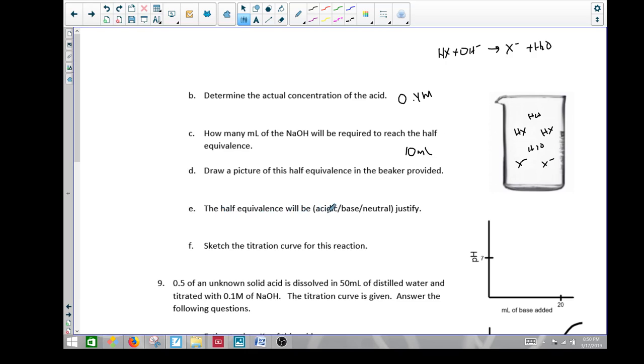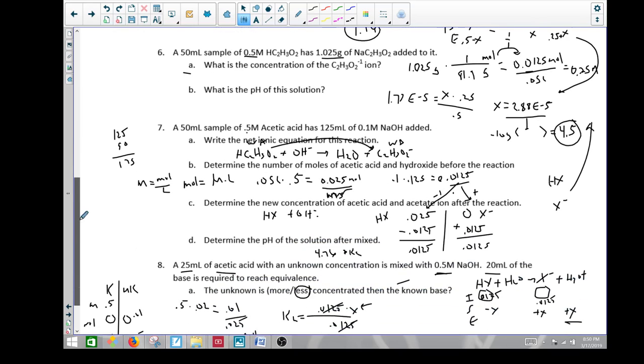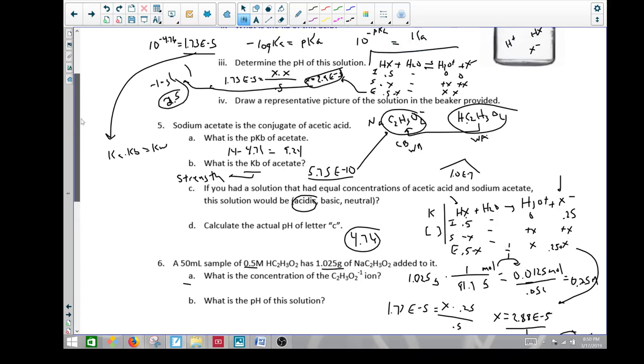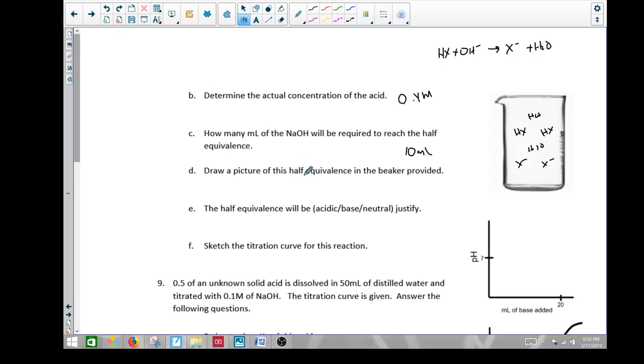Will the half equivalence point be acidic, basic, or neutral? I'm going to check to make sure I have the right acid to begin with. It is acetic acid. Now we know about the acetic acid from above that my acid is stronger than my base. My Ka value is right here. Because my acid is stronger than my base, and they have equal concentrations of acid and base, this is going to be acidic, not neutral. That's because my Ka is bigger than my Kb, and we have equal concentrations.